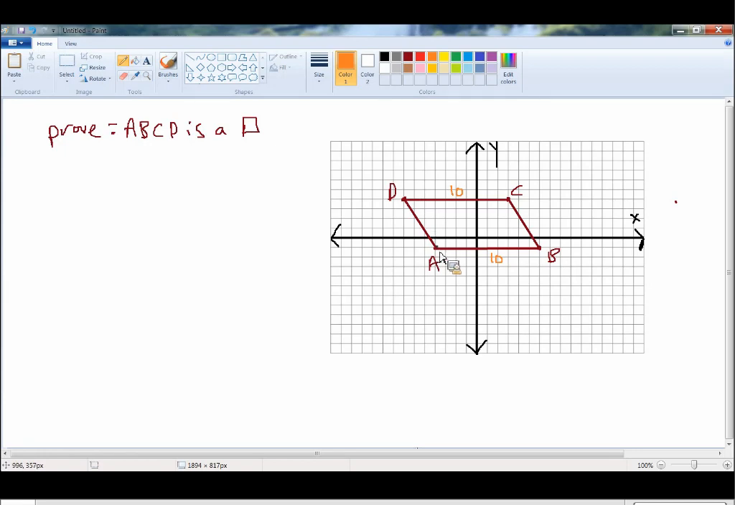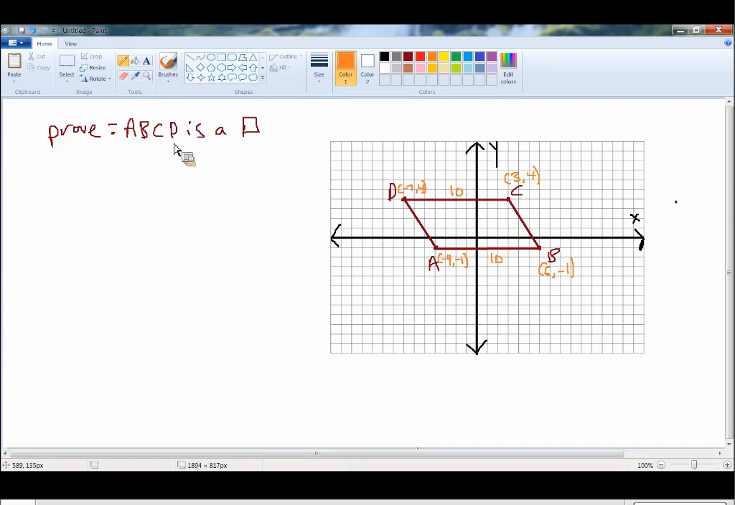Let's do AD. Now, what is point D? Point D is negative 7 and 4. And point A is negative 4, negative 1. Of course, let's do B and C while we're at it. C is point 3, 4. And B is point 6, negative 1. So now let's find the distances.